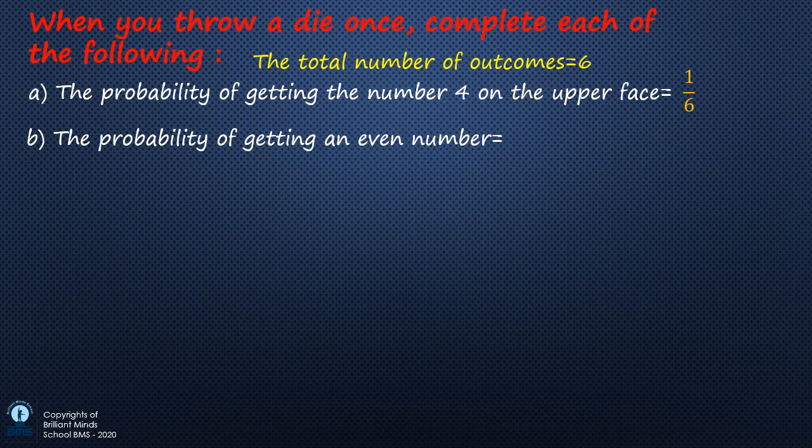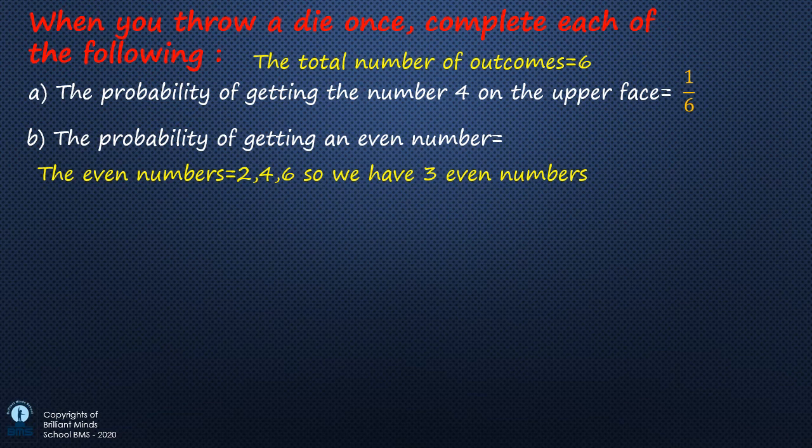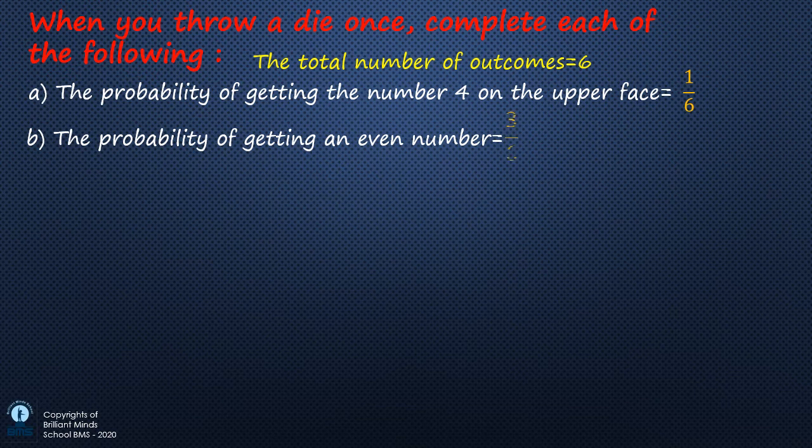The probability of getting an even number. We said the probability, we write it in the form of a fraction. We said the denominator equals 6. Let's find the numerator. What are the even numbers that exist on the die? The even numbers are 2, 4, 6. How many numbers do we have? 3. So the numerator equals 3. I maybe have 2, I maybe have 4, I maybe have 6. So I have 3 chances here. So the probability of getting an even number equals 3 over 6.